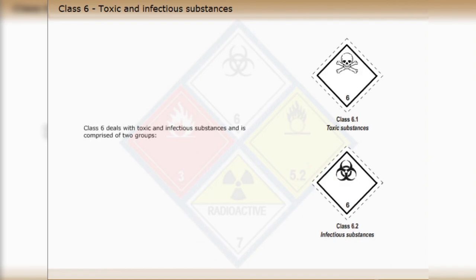Class 6 deals with toxic and infectious substances and is comprised of two groups: toxic substances, such as arsenic, and infectious substances, such as medical waste. For the purposes of Class 6 goods, the term toxic has the same meaning as poisonous.